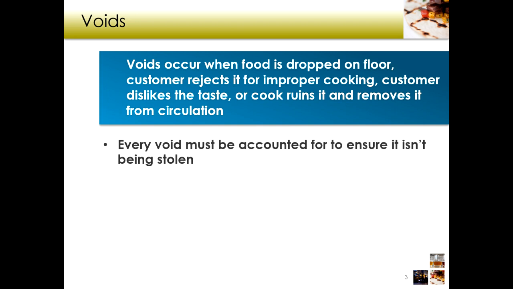Every void must be accounted for to ensure it isn't being stolen. When we get to the point where we're comparing our kitchen production to what went out of the kitchen to what was charged, if we don't have voids for the variances, then we're going to assume that somebody ate it, or somebody forgot to write something down. Somebody did something wrong, right?